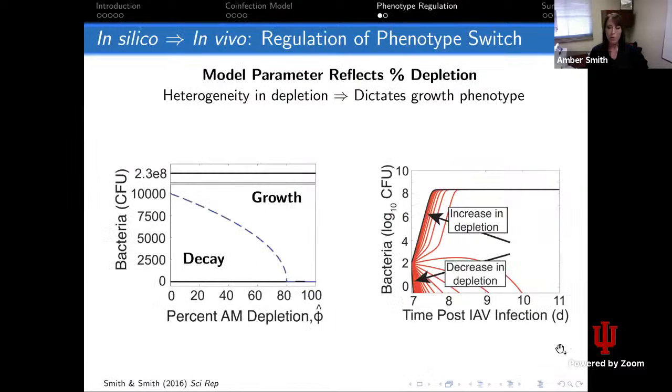So we did a little bit more work, now knowing what the mechanism actually was and what our model was reflecting biologically. And with the analysis of the model, we drew out this bifurcation, which is essentially just the unstable equilibria. So if you have combinations of depletion and bacteria that are above it, the bacteria is going to grow, and if you're below it, it's going to decay, just like in this figure here.